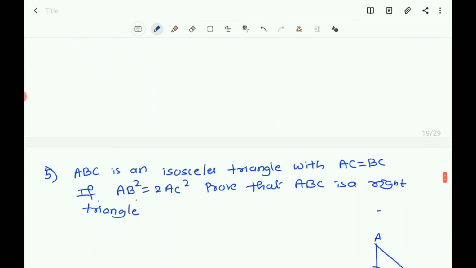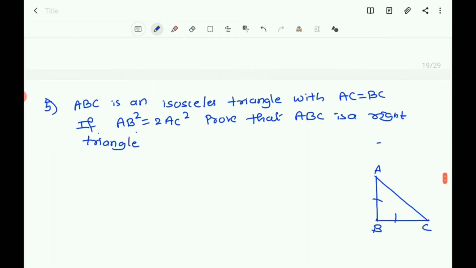Now let us come to the fifth question. ABC is an isosceles triangle with AC is equals to BC. Now what do I have to prove here? It is given that AB square is equals to 2AC square. Prove that ABC is a right angle triangle.